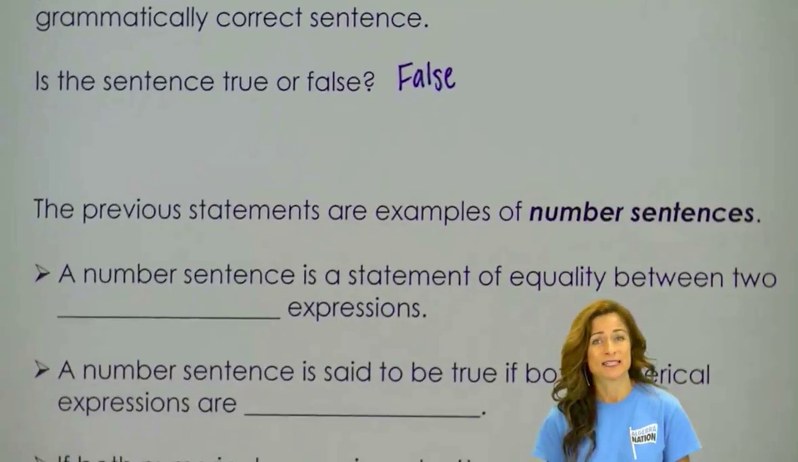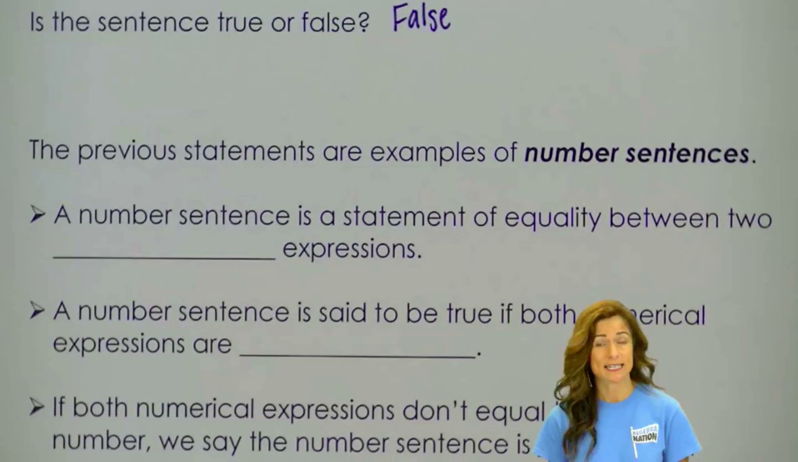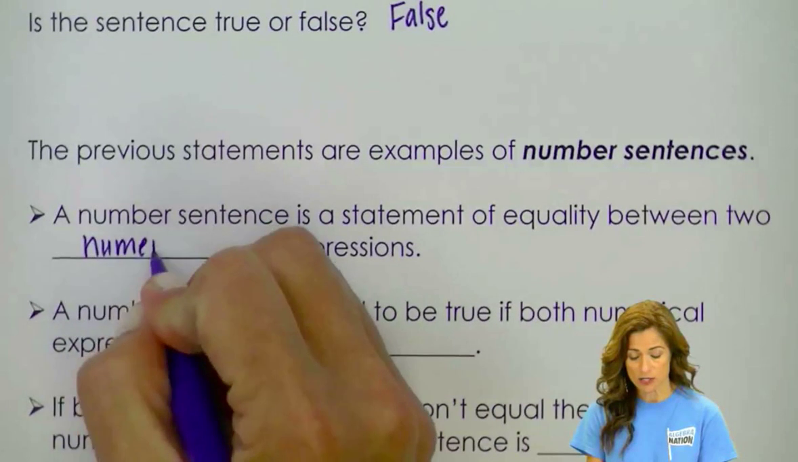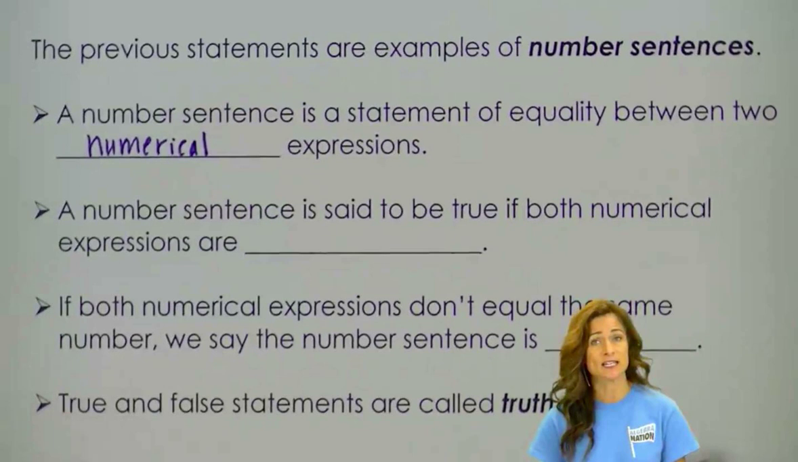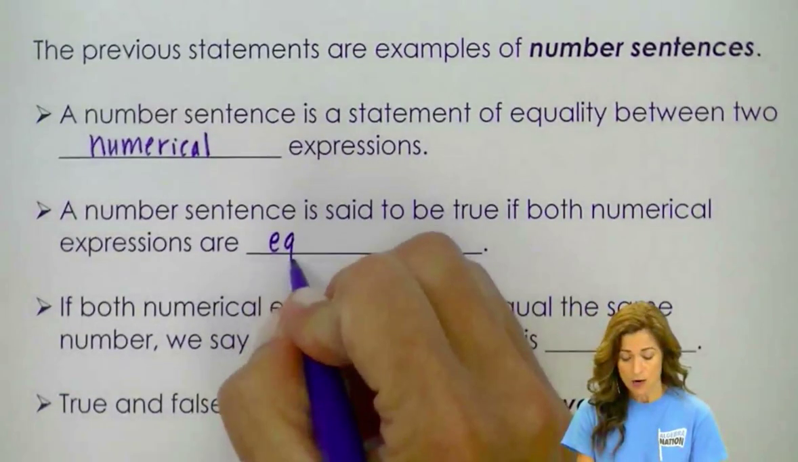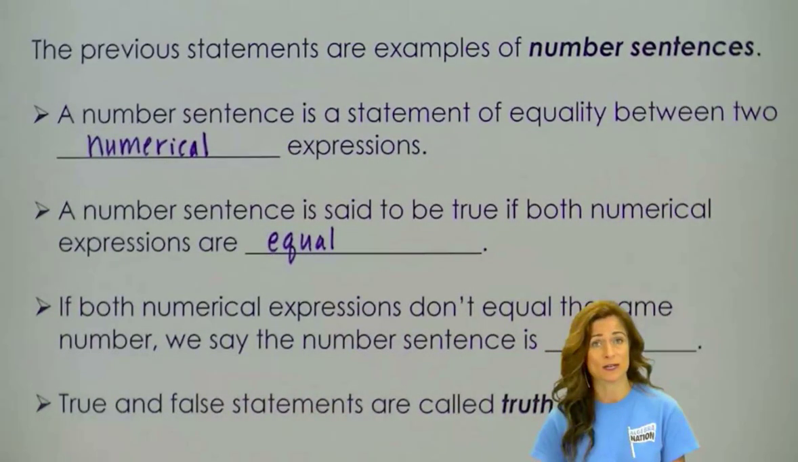Now, the previous example statements are examples of number sentences. A number sentence is a statement of equality between two numerical expressions. A number sentence is said to be true if both numerical expressions are equal. Just like in that first one where we had 9 is equal to 9.